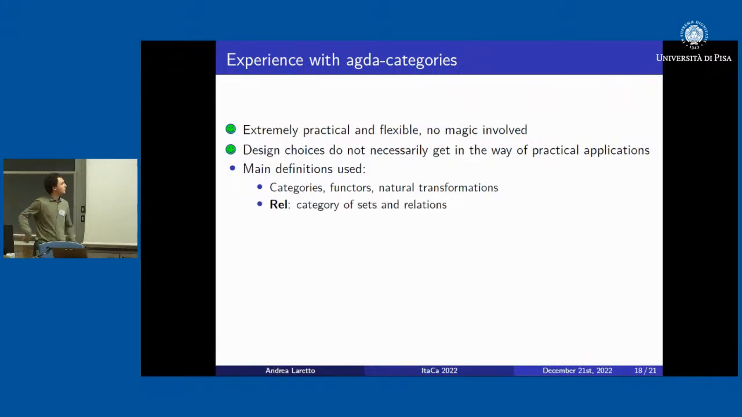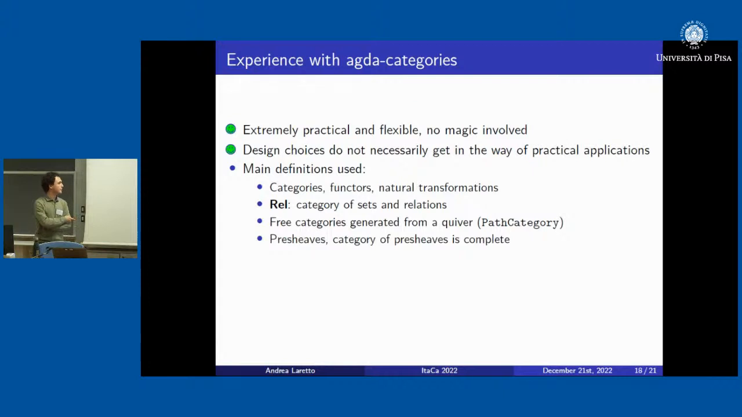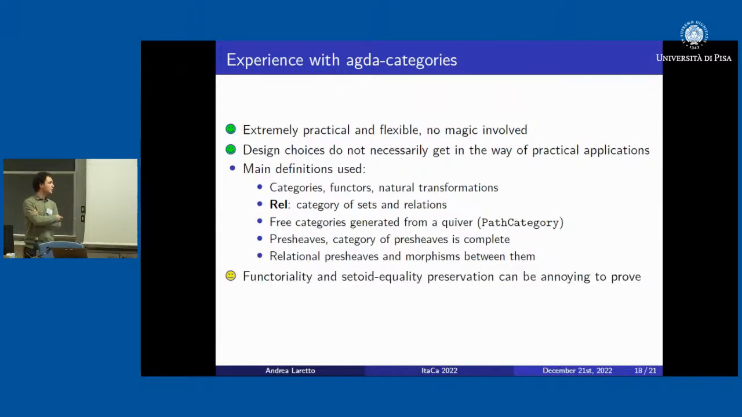So categories, functors, the category of sets and relations, free categories generated by a quiver, which is called path category in Agda categories, presheaves, and an interesting fact, that the category of presheaves is complete, relational presheaves and morphisms between them, which wasn't actually too difficult to formalize. And so, as I mentioned, the functoriality and setoid equality preservation can be a bit annoying to prove, but not necessarily too hard. They're just a bit of bookkeeping that you need to do in order to work with the library.